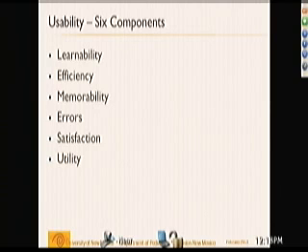Utility is what you would expect from a programmer's point of view. Does it do what it's supposed to do? Are you able to enter everything you need to enter, and are you able to extract everything you need to extract, whether or not it's easy to do or whether or not it's comfortable to do?